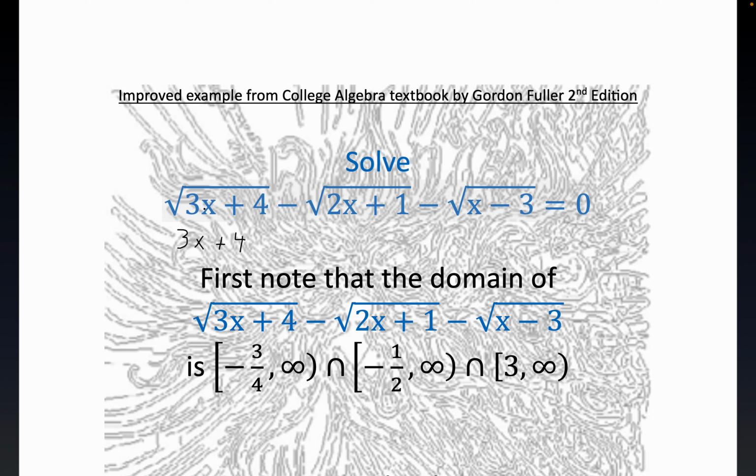Just take a look at this very first term in this radical equation. 3x plus 4 has to be greater than or equal to 0, right? But that certainly implies that x has to be greater than or equal to minus 4 over 3, right?